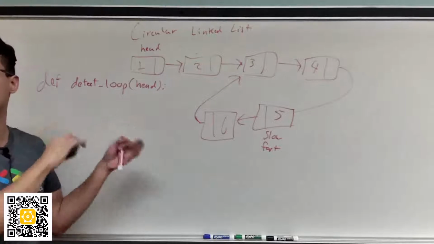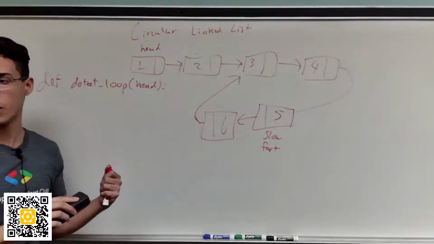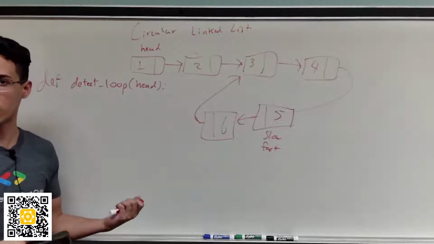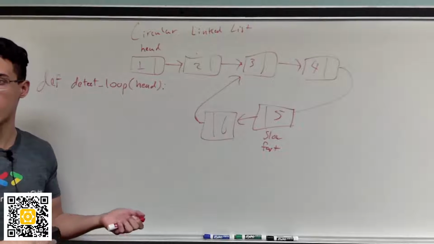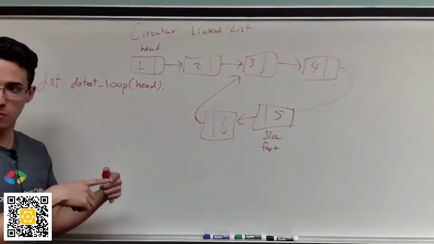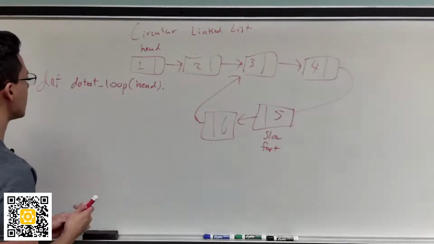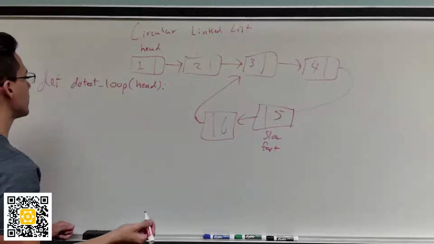By the way, what I just went over was Floyd's cycle detection algorithm, also known as the tortoise and the hare, right? Because the hare is faster than the tortoise, but they'll eventually meet up if there's a circle, you know. So it's another way of doing it.